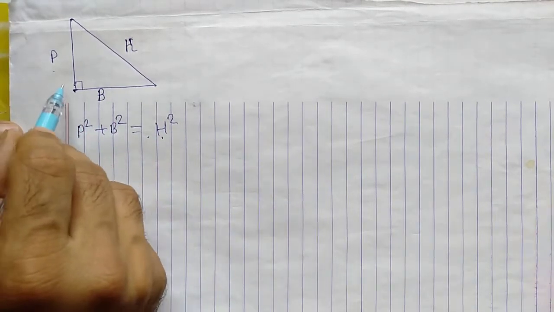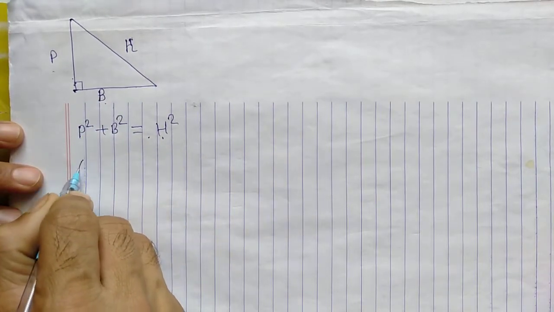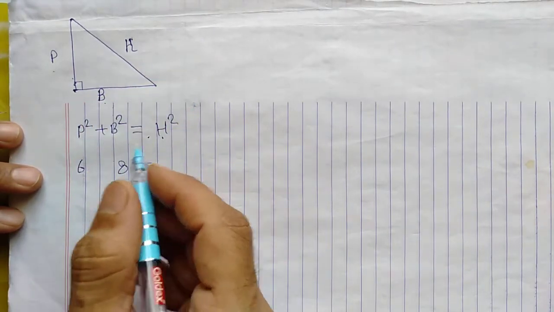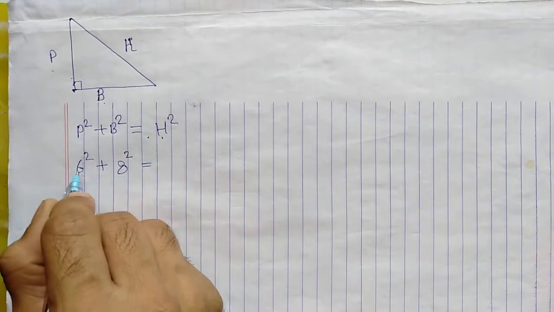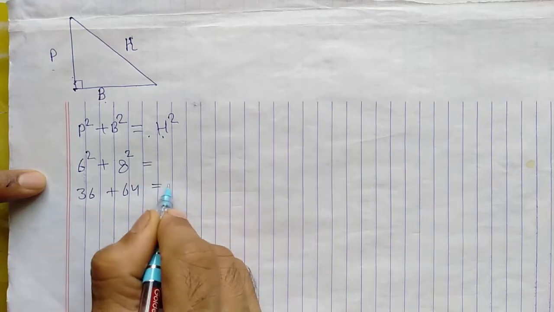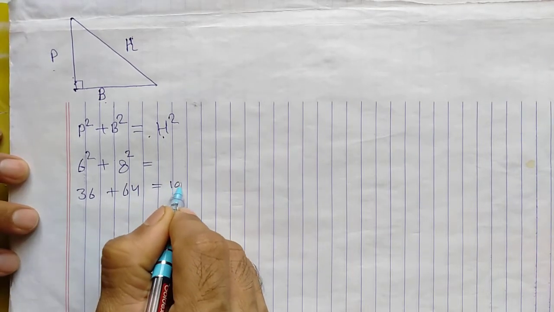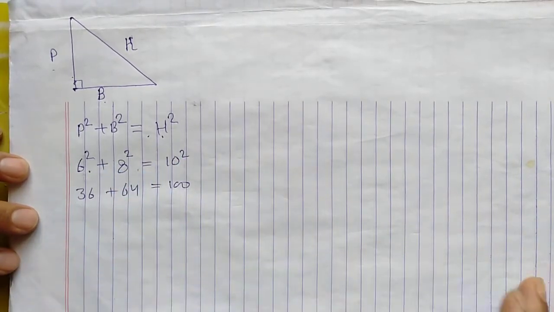Now for the same, suppose one side I have taken here, perpendicular is 6, base is 8, and what will the hypotenuse come? So 6 square plus 8 square should be equal to: 6 sixes are 36, 8 eights are 64, so the sum should be equal to 100, which is 10 square. So this will be equal to 10 square, meaning 6, 8 and 10.